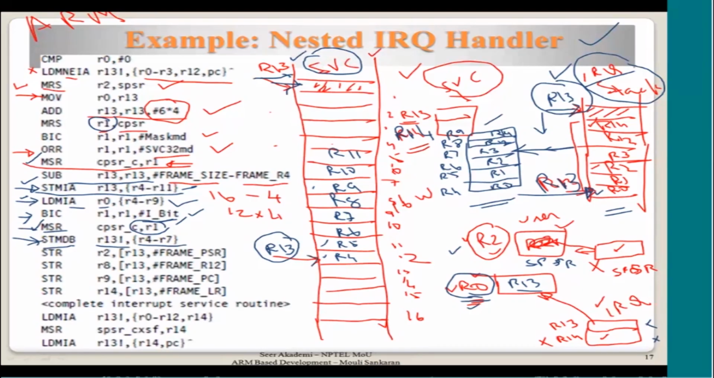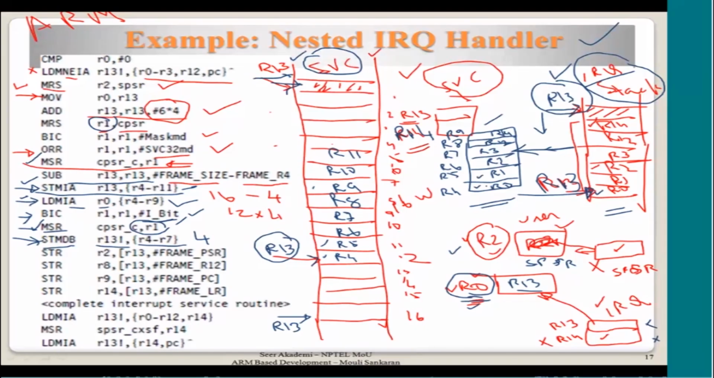How many values are we copying? R4, 5, 6, 7, 4 values. That means R13 will be decremented by 4 with a decrement before. R13 will come here, and then it will copy from lower address to higher address the way you have given it. The values are R4 to R7 registers. These registers you are copying.